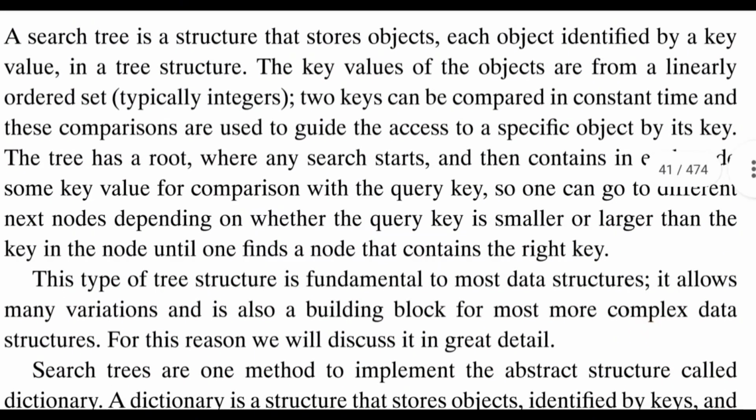Next, the tree has a root. As we know, a tree must have a root. Without a root there will be no tree. Search always starts from the root. That we already know, and each node contains some key values for comparison with the query key. So one can go to a different next node depending on whether the query key is smaller or larger than the key in the node, until one finds a node that contains the right key.